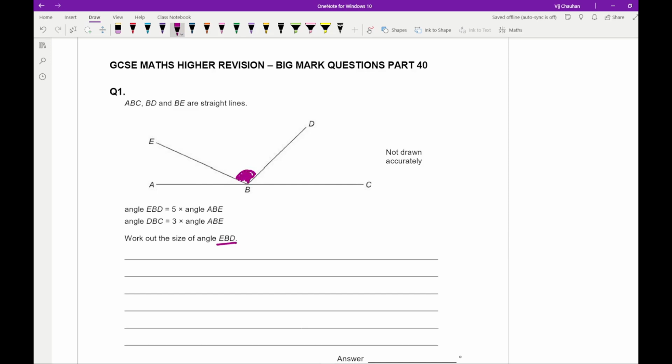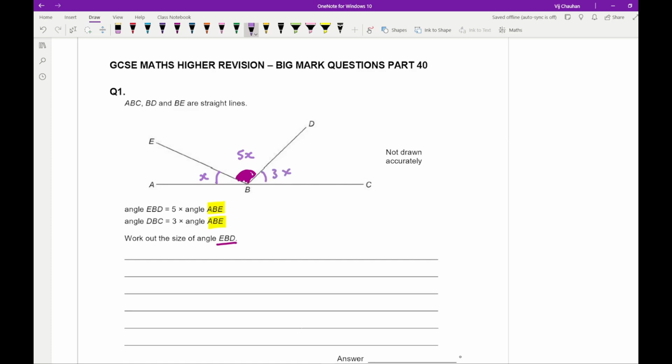Now in terms of the information that's been given, we know that both of the other two angles are using angle ABE, which we don't know. So we're going to start by calling this angle ABE x. Now angle EBD, which is what we're trying to find, is 5 times the size of angle ABE. So if angle ABE is x, then EBD is going to be 5x. And if angle DBC is 3 times the size of angle ABE, then this is going to be 3x.